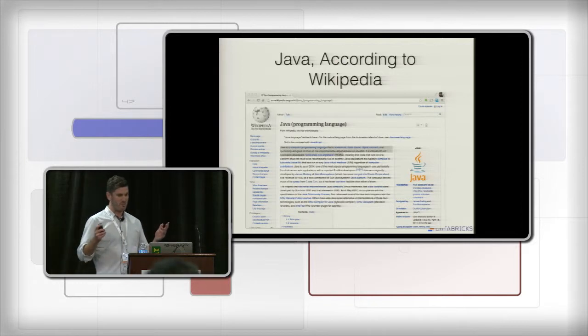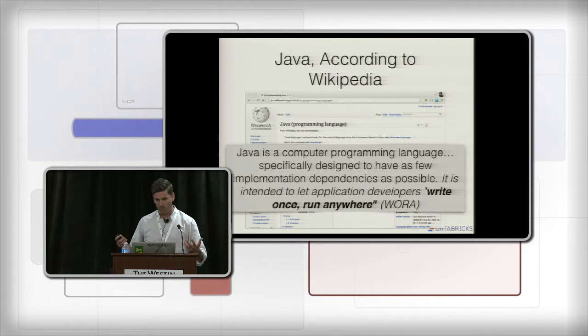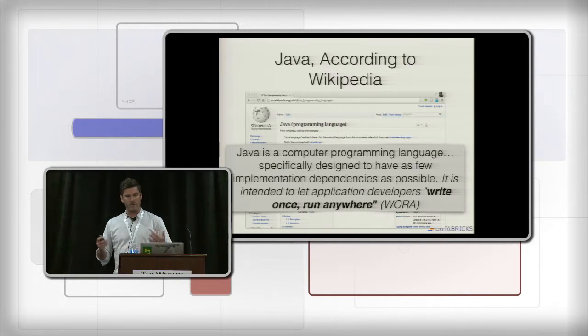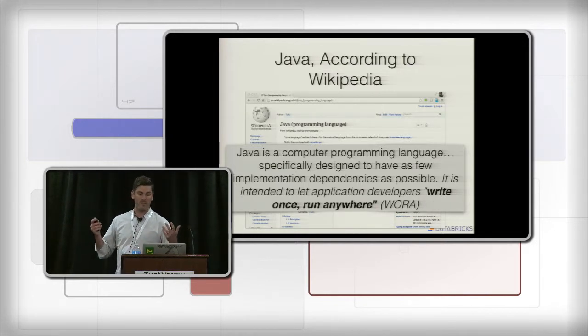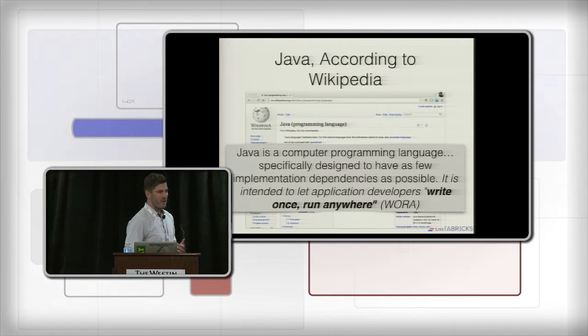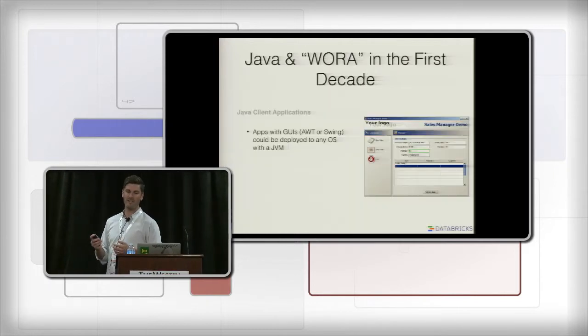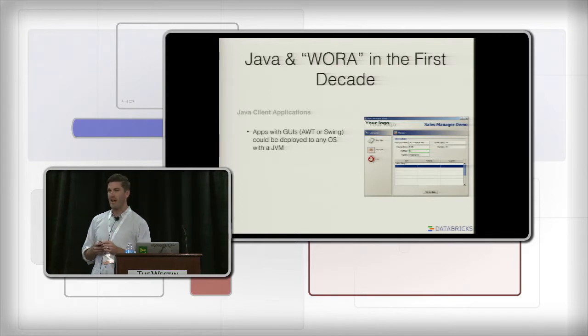And look in the very first paragraph, you'll see that it basically says, computer programming language tries to have as few implementation dependencies as possible so that developers can write once and run anywhere. So anyone who was a software engineer in the late 90s is certainly familiar with this concept. And so I thought it'd be fun to maybe take a look back and see how this all worked out.